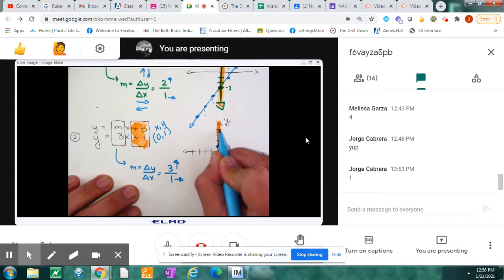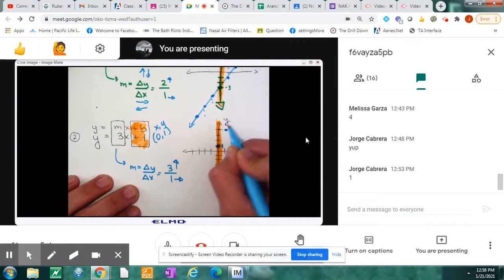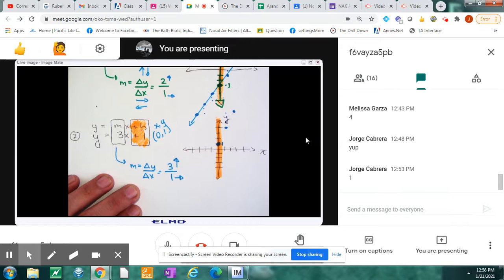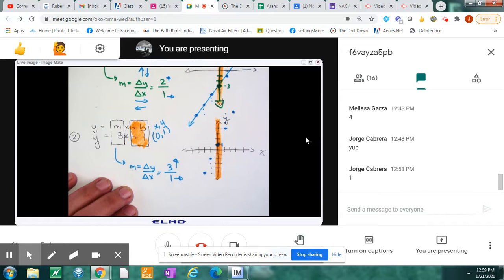So here we go. 1, 2, 3, and then 1. 1, 2, 3, and then 1. See that? Now the opposite, down 3, and then to the left. All right, to the left. So let's go ahead and do that real quick. 1, 2, 3, 1. 1, 2, 3, 1. And that's it. That's good. You're good like that.